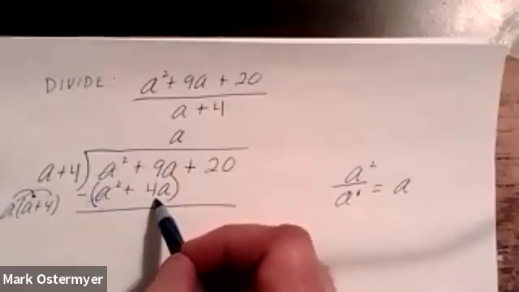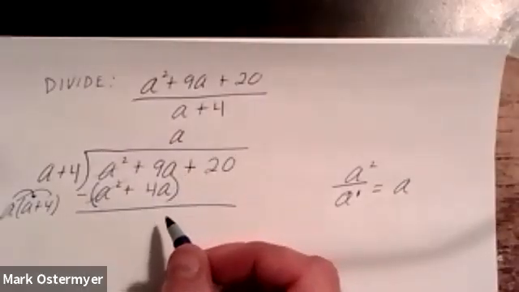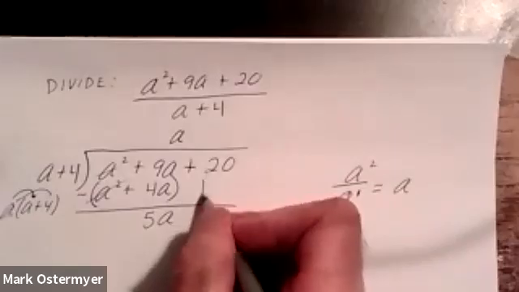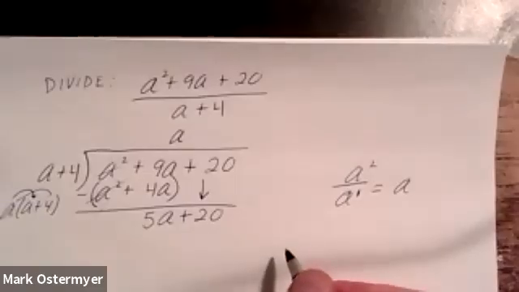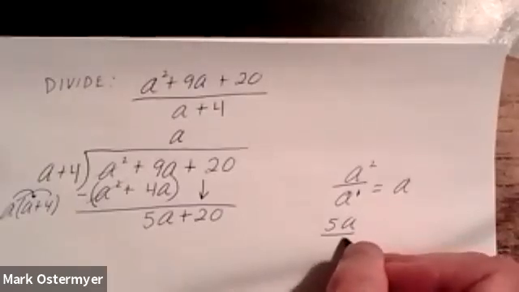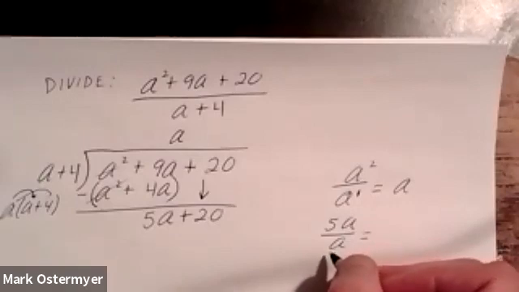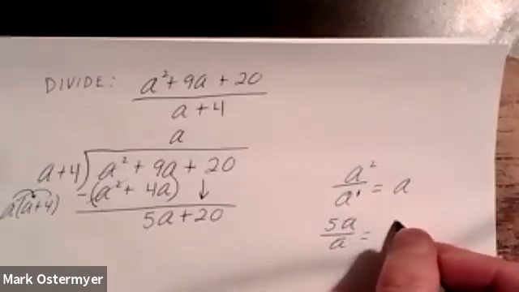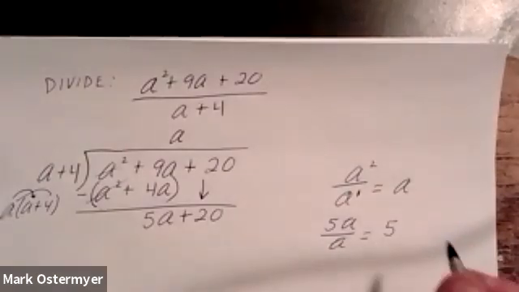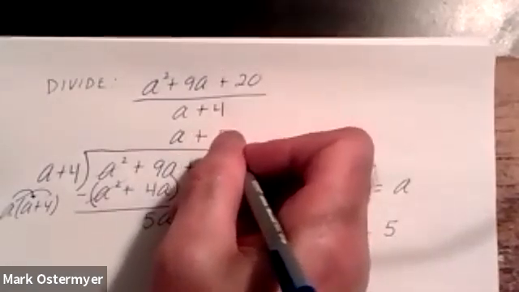What's 9a subtract 4a? 5a. What do I do next? Bring down the 20. Plus 20. Round 2 of division. How many times does a divide into 5a? Feel free to take the 5a off the side of your paper, place it over a, and reduce this. How does this reduce? The a's drop out. 5. So 5 is the next term in our quotient.